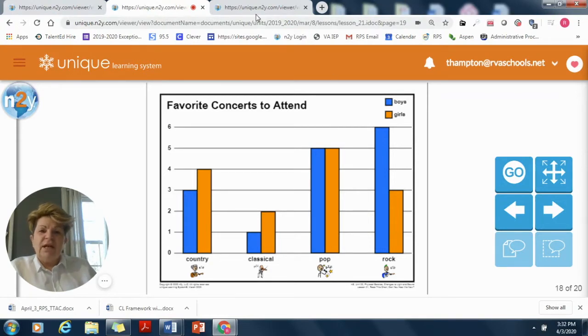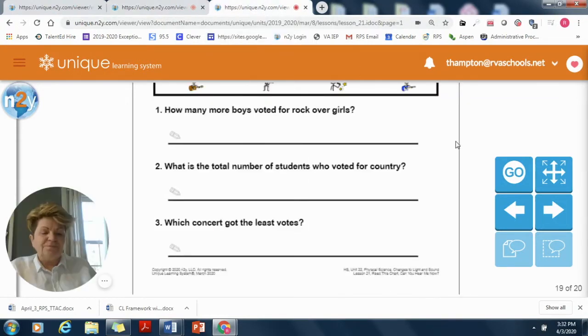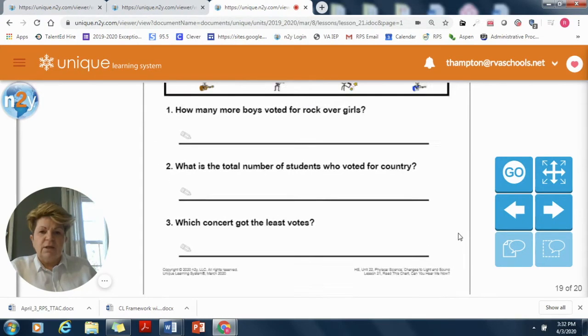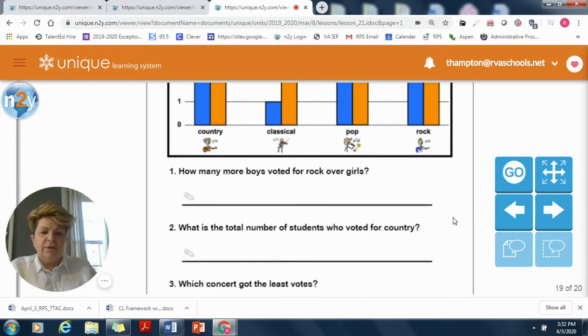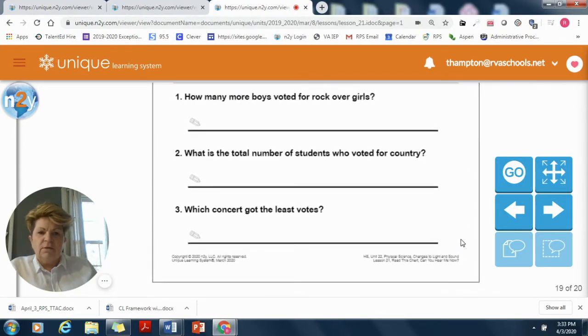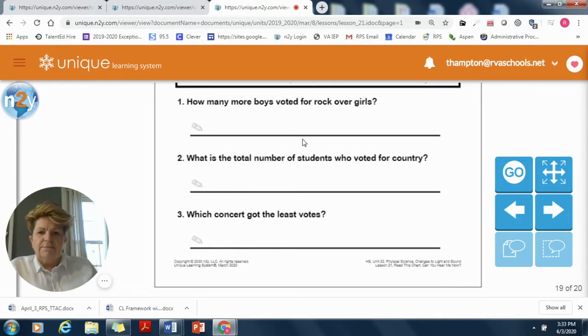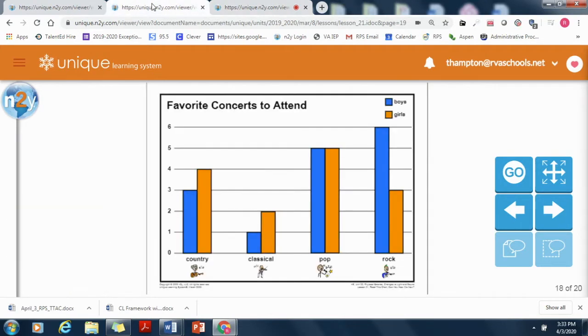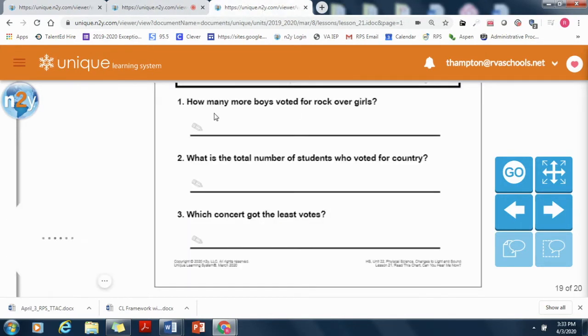So let's take a look at our questions, okay? So our questions, it's the same graph. We're going to keep it blown up just a bit so it's easier to follow along. All right. Let's read all of our questions first to kind of help just get our minds focused on the graph that we looked at.